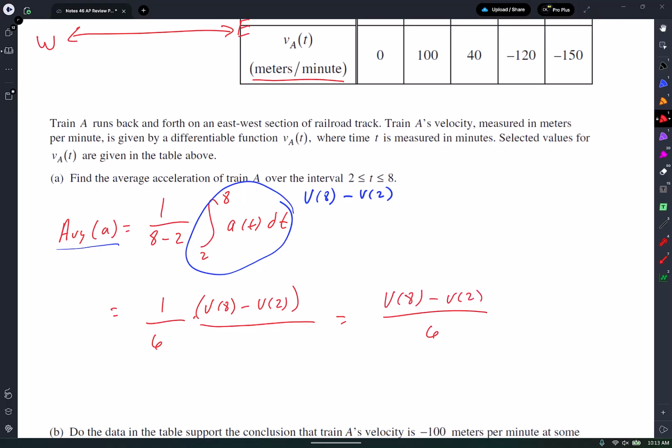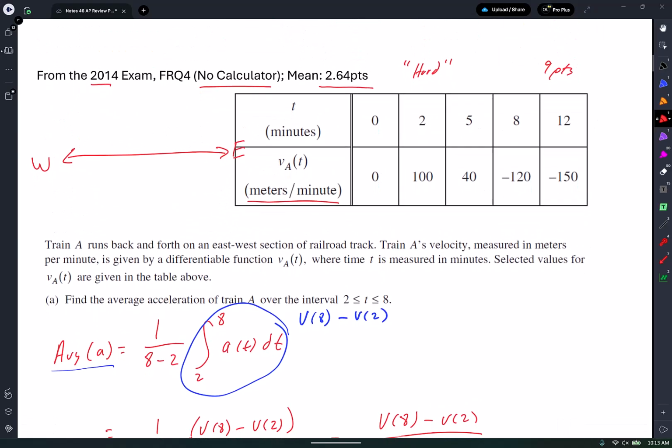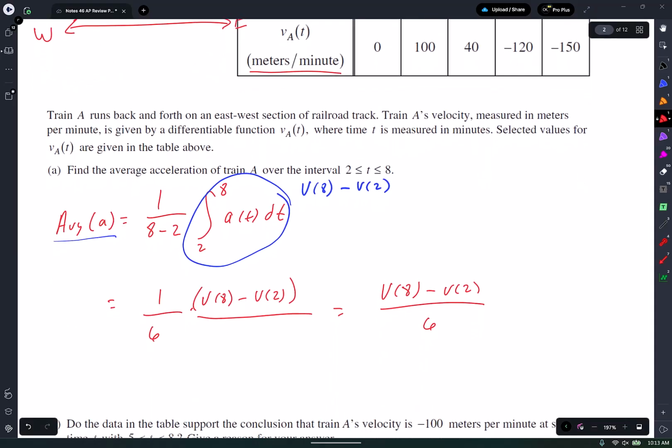What would it have looked like if they had asked for average velocity? I would have had a velocity in there, and it would have been displacement divided by time. But I don't have access to displacement. I don't have an equation for velocity. I just have a table, and they don't give me any x's or any points at the moment. Are we still okay, guys?